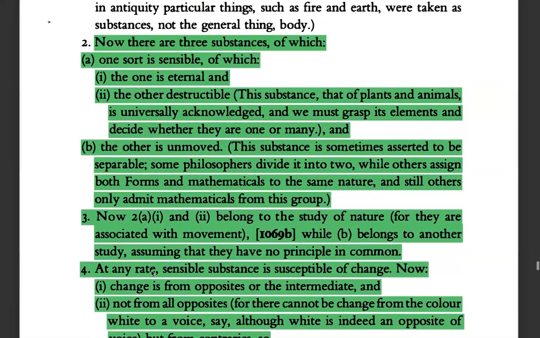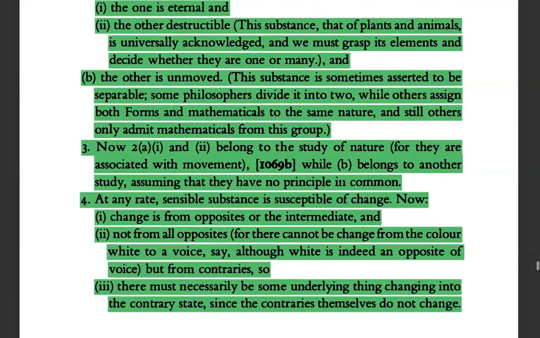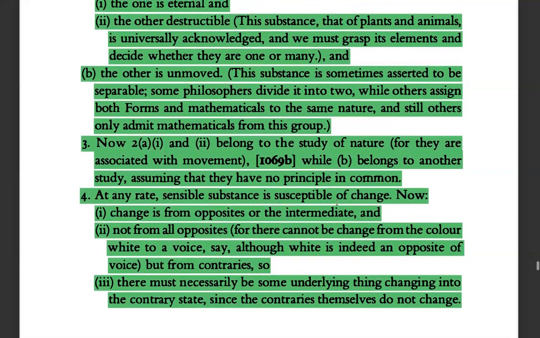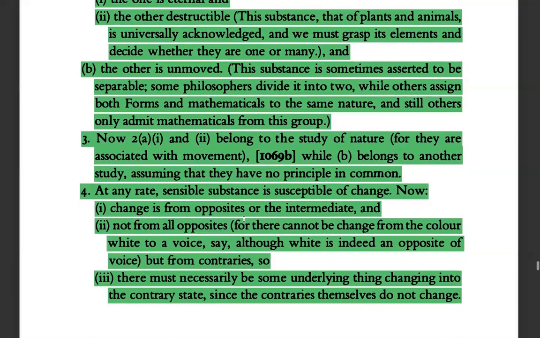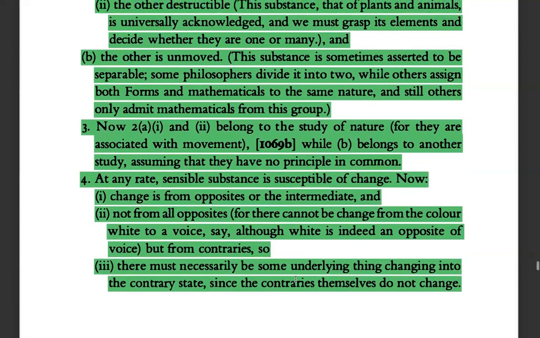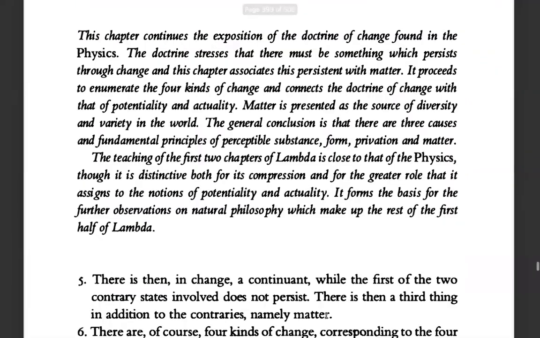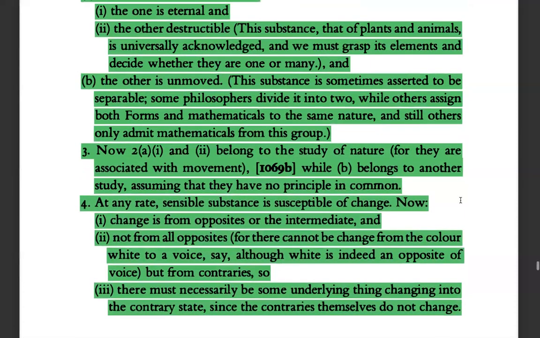Now, the one sort, sensible, eternal and destructible, belongs to the study of nature, while the other, unmoved, belongs to another study, assuming that they have no principle in common. At any rate, sensible substance is susceptible to change. Now, change is from opposites to the intermediate, and not from all opposites, but from contraries. So there must necessarily be some underlying thing changing into the contrary state, since the contraries themselves do not change. There, that's the important quote.